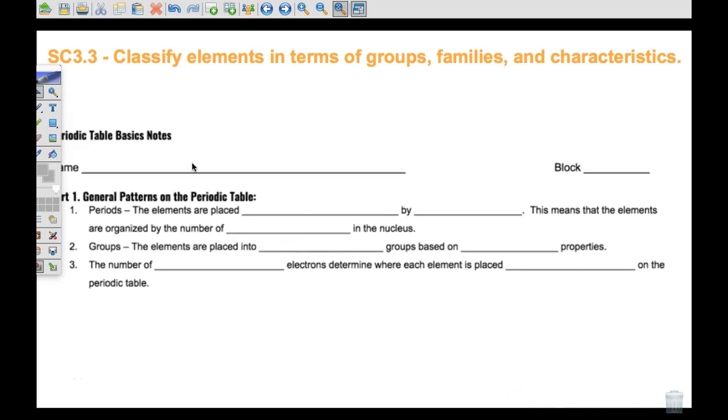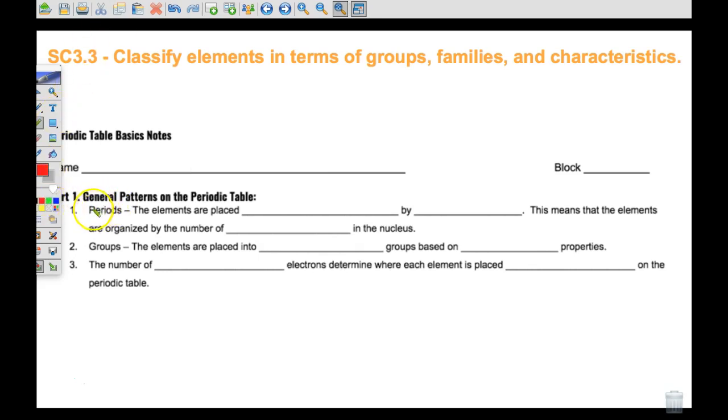In our third success criteria for this unit, we are going to learn how to classify the elements of the periodic table in terms of groups, families, and characteristics. But in order to do that, we are going to have to define some general patterns on the periodic table.